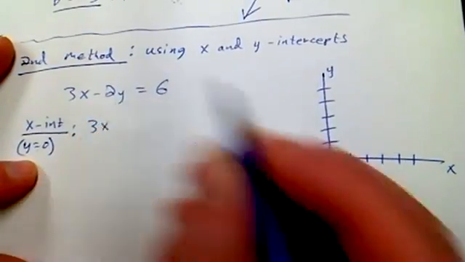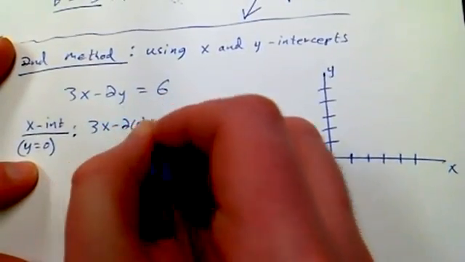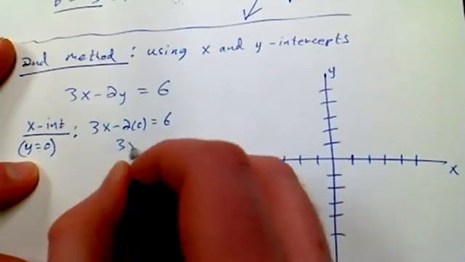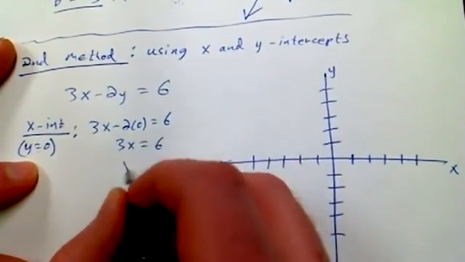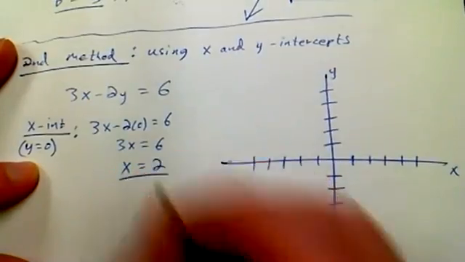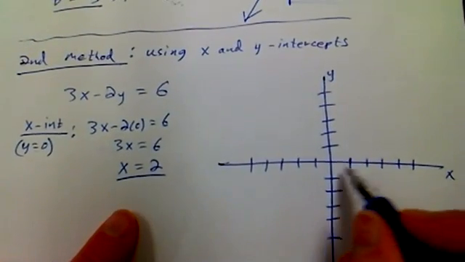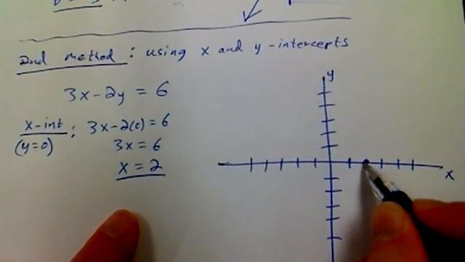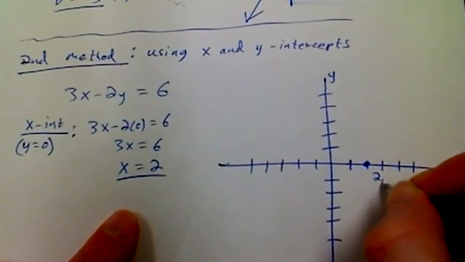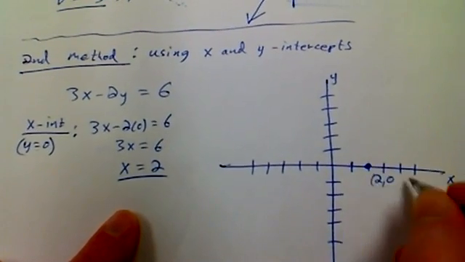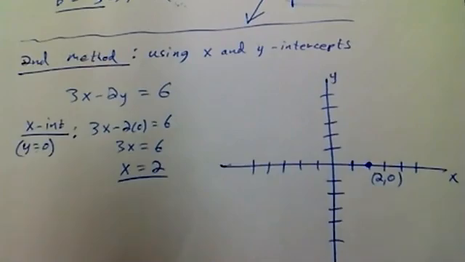That means 3x minus 2 times 0 equals 6. 3x equals 6, or x is equal to 2. So that tells me I know that I'm crossing this when x is 2. And of course, if x is 2, y is 0 if it's the x-intercept.